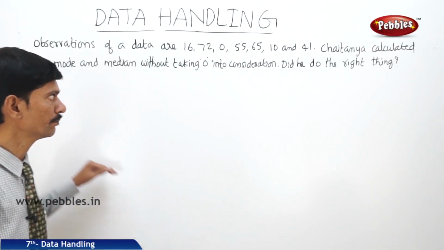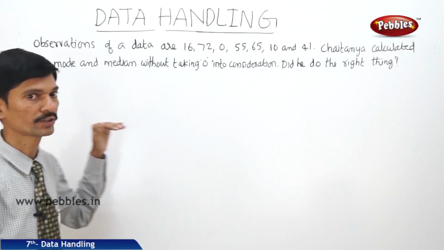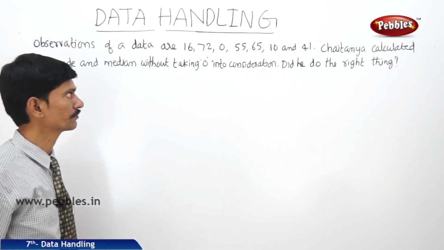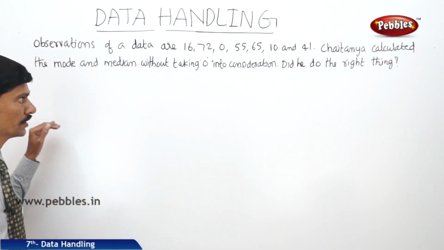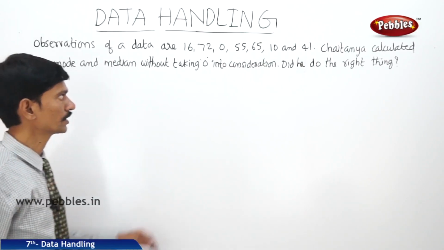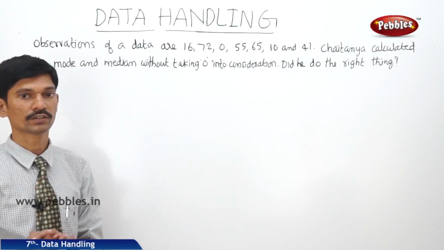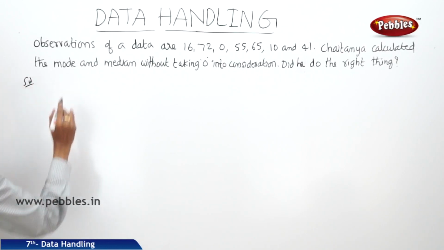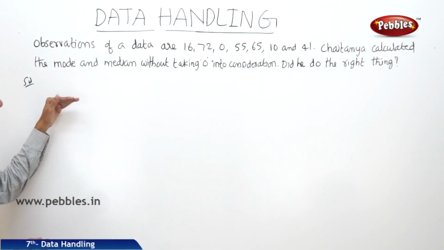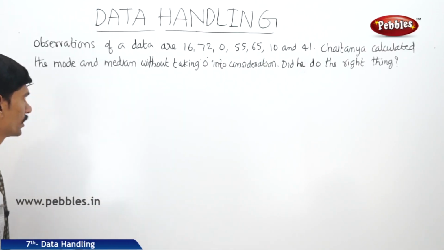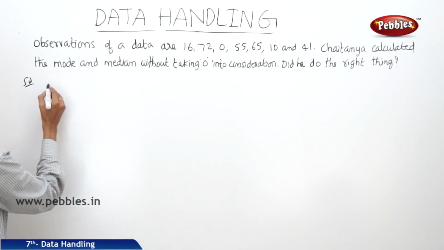Now let us solve a problem based on the median, the representative value of median. So the first question: observations of a data are 16, 72, 0, 55, 65, 10 and 41. Chaitanya calculated the mode and median without taking 0 into consideration. Did he do the right thing? So let us find the mode and median of the given observations by considering 0 and without considering 0. So first let us find if 0 is considered.